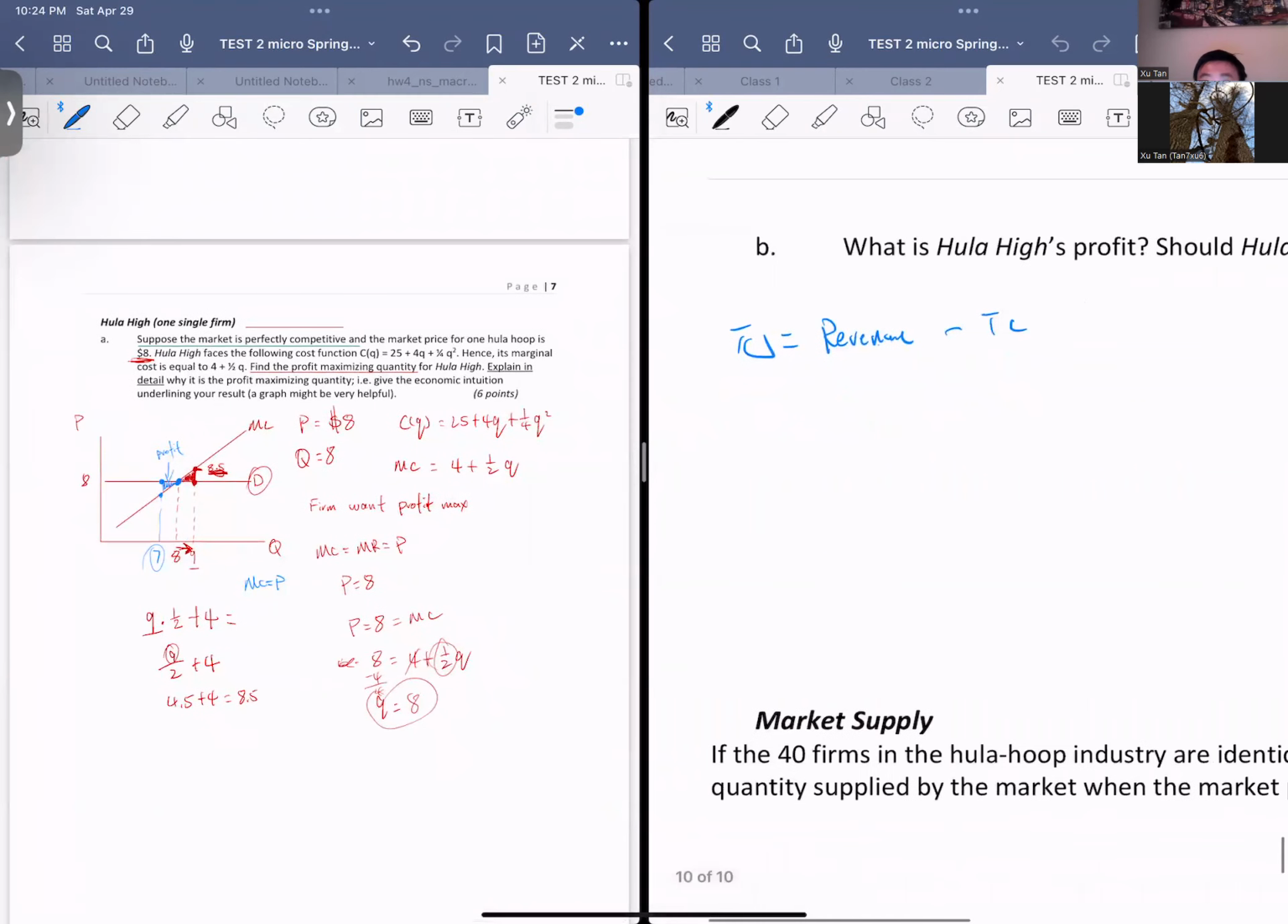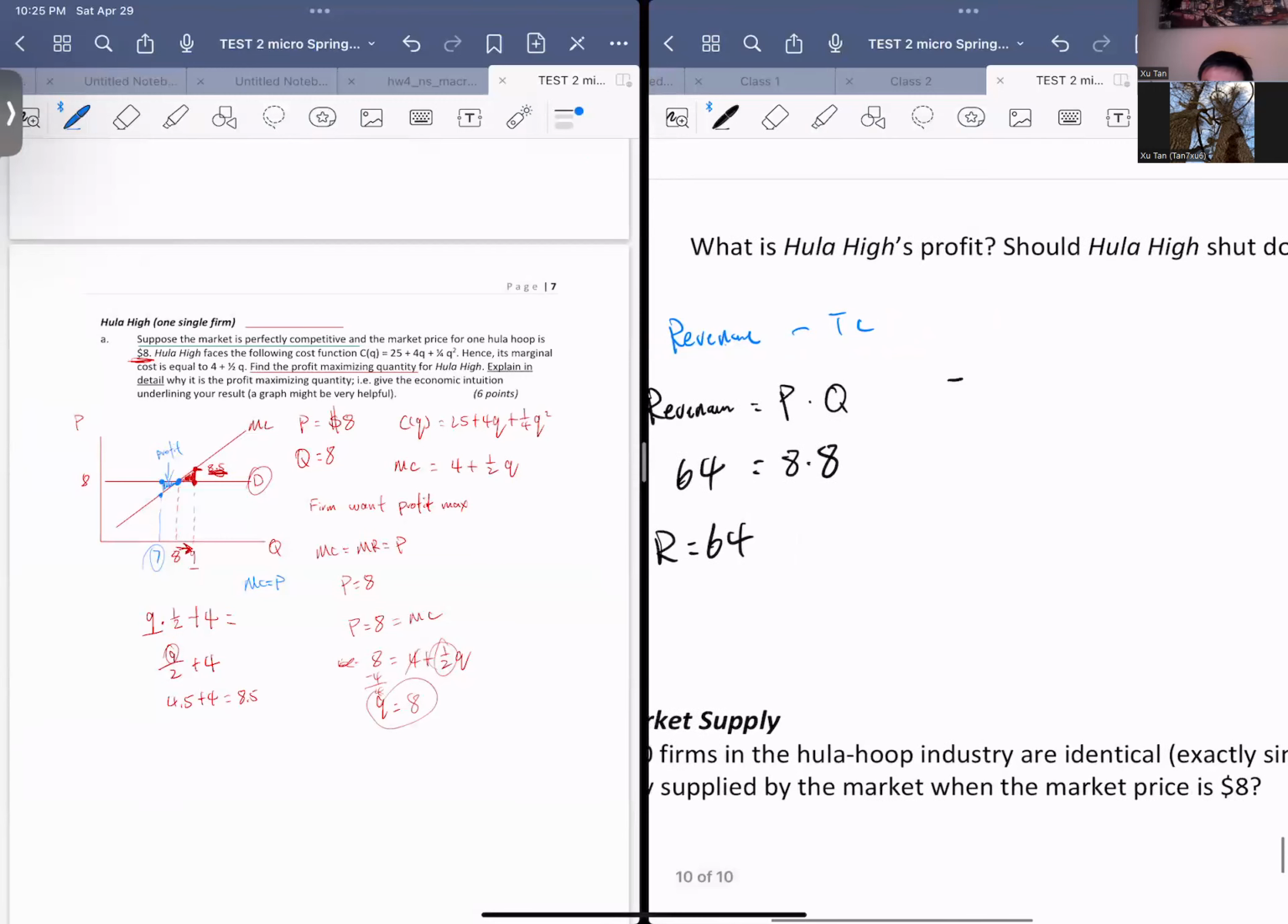What is our revenue? Revenue equals price times quantity, which is 8 times 8, which is 64. R equals 64. That's our total revenue.